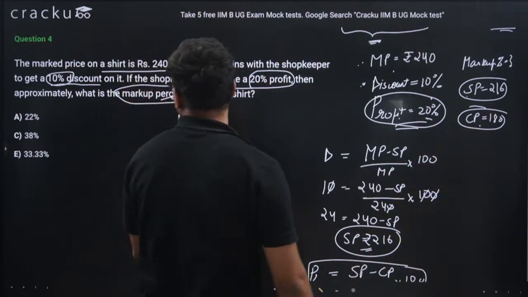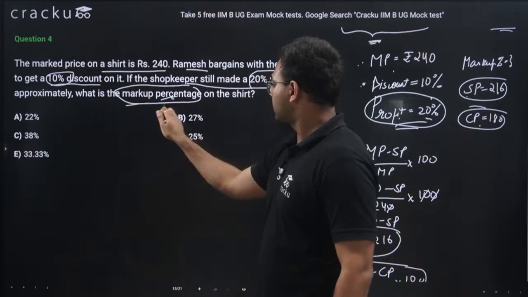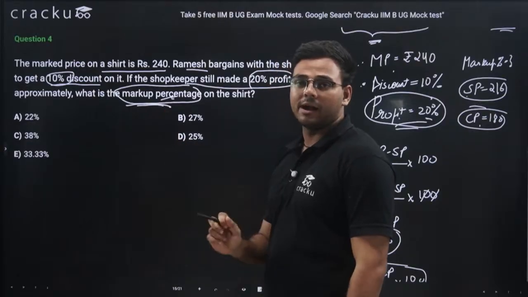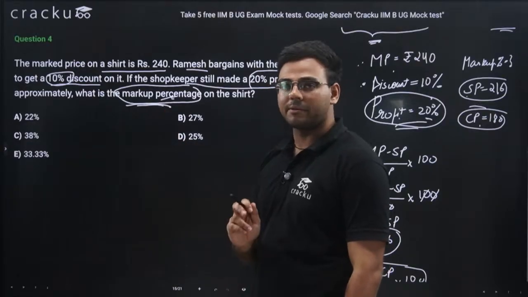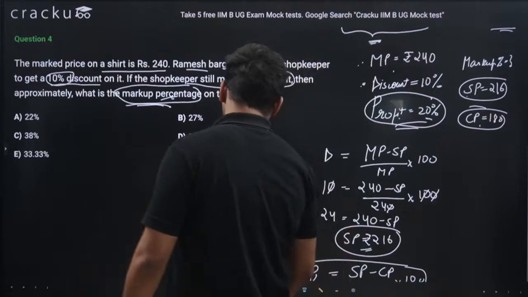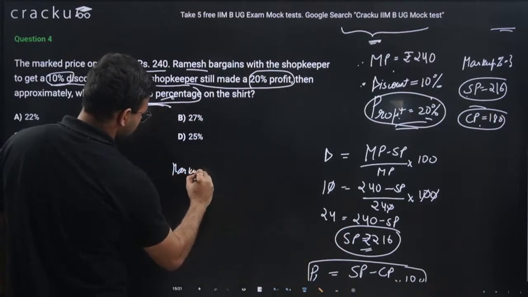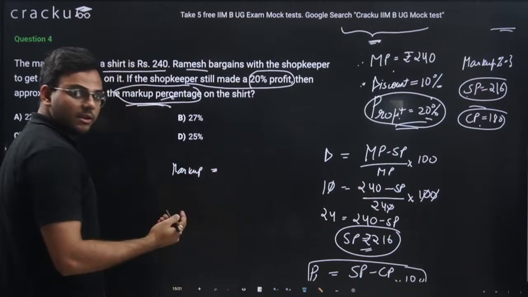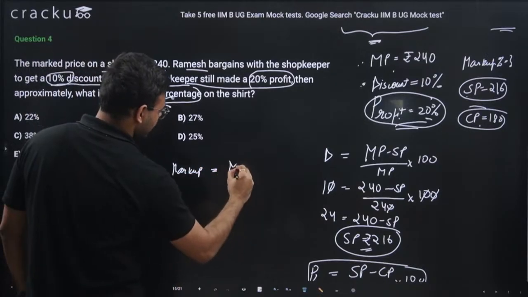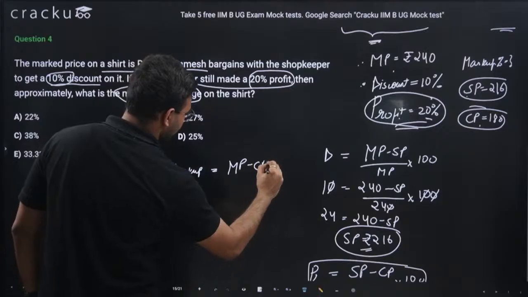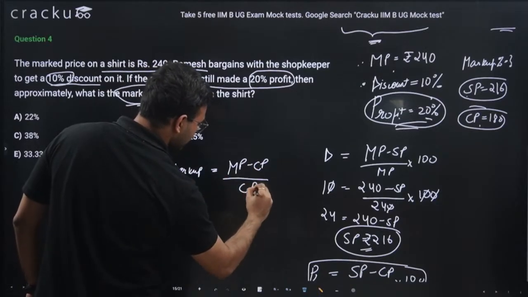Now let's see what is asked in the question. The question is asking about the markup percentage, and markup is basically the relation between mark price and the cost price of the item. So markup percentage is equal to, what is the relation? It was MP minus CP, divided by CP, into 100.